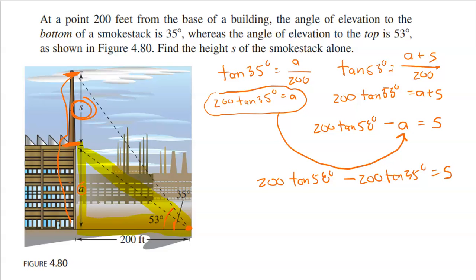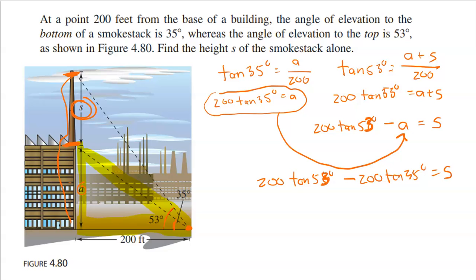To find the height of that smokestack, I'm just going to go straight to my calculator and start typing. Make sure you're in degree mode. 200 times tangent of 53 degrees. Did I say 58 degrees? Yeah, I think I just had a brain fart. It was 53 degrees, but I slowly morphed that 53 into a 58. I'm so sorry. So that's 53 degrees.